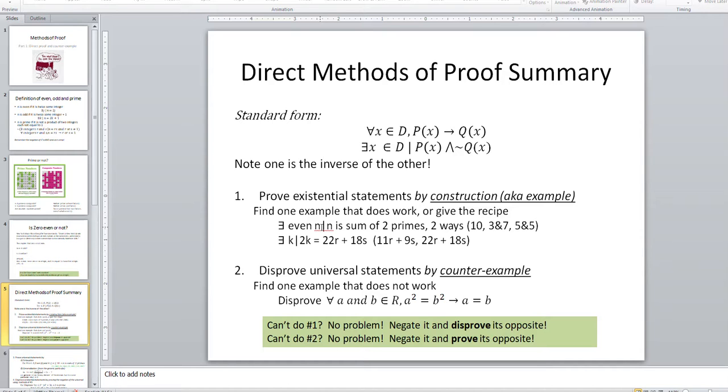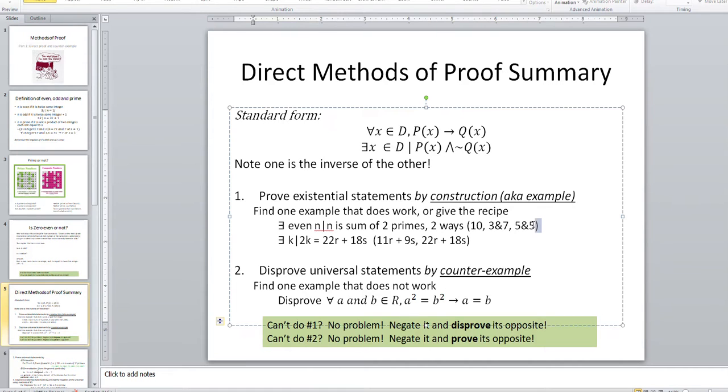8, I have, let's see, 1 and 7, no, that's no good. 3 and 5, that seems to be good, but that's all. I just have one way to do that. And then finally I get to 10, and I see that 10 is the sum of 3 and 7 and 5 and 5, and so that works.